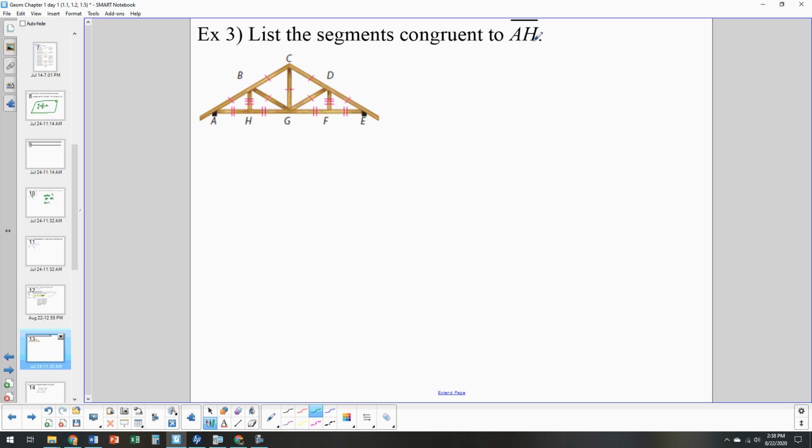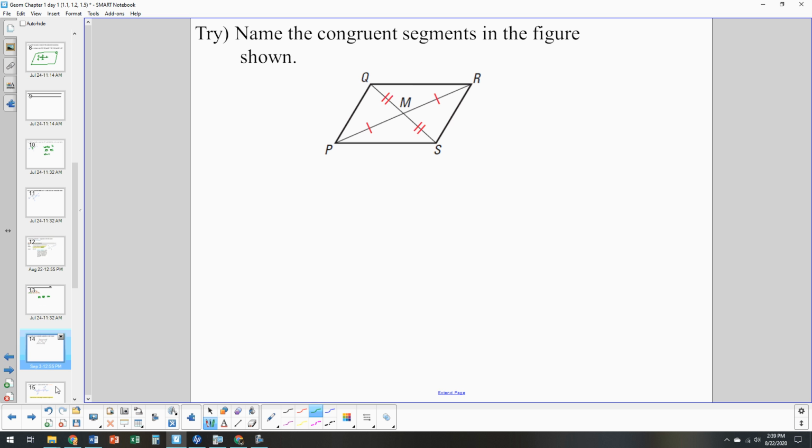So I'm going to list the segments that are congruent to AH. So AH is right here, and it has 2 dashes on it. So any other segment that has 2 dashes is also congruent to AH. So I notice that HG has 2 dashes. I notice that GF has 2 dashes. And that FE has 2 dashes. So go ahead. There are 2 different sets of congruent segments in this picture. Name the ones that are congruent to each other.